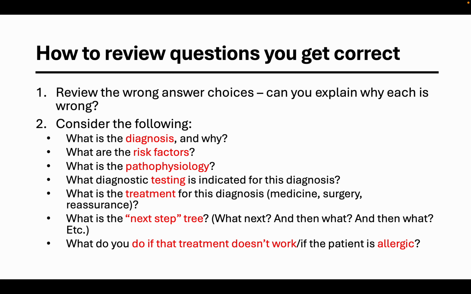So the first one, the easy one, how to review questions that you got correct. The time you spend on these questions varies depending on how confident you are about the topic. If it's a topic that you really know well, you probably don't need to spend as much time. If it's a topic you're less familiar with, spend a little more time. So the way I recommend, go through all the wrong answer choices, make sure you can explain why each one is wrong. That's pretty standard.